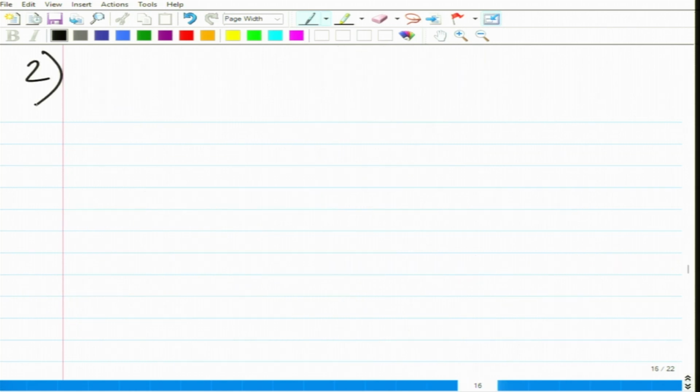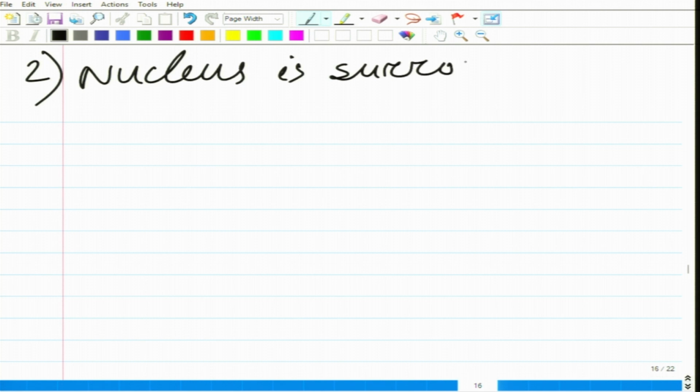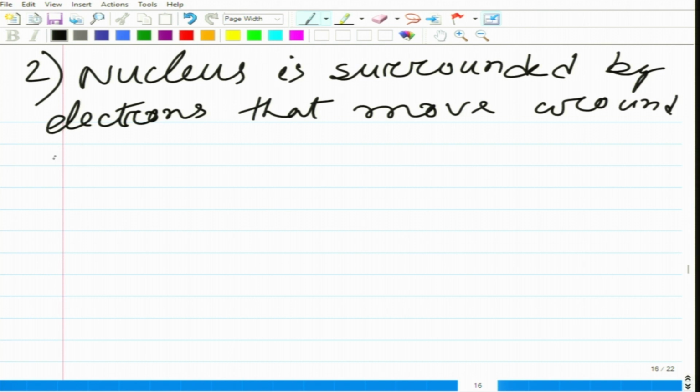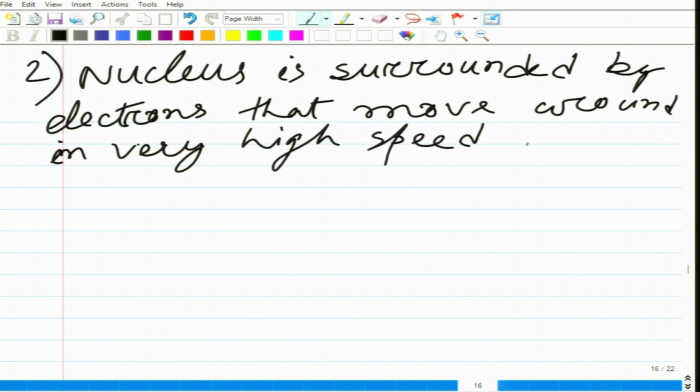The second statement was the nucleus is surrounded by electrons that move around at very high speed in circular paths called orbits.